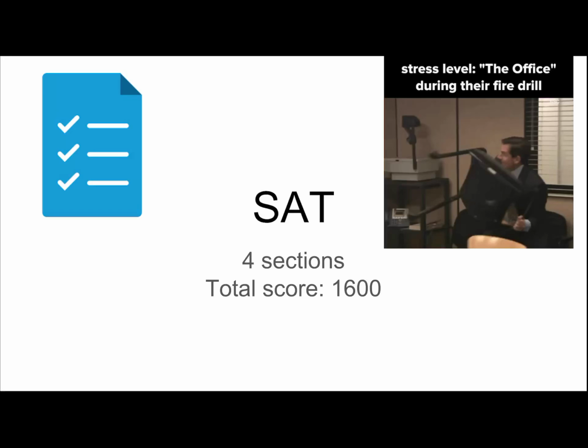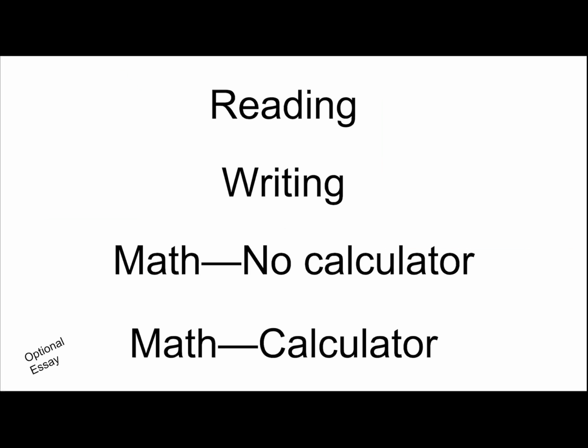So the SAT is 4 sections, and it is a total score of 1600. The score is composed of 2 scores, a score for English and a score for math. The English score is going to be 800. The math score is going to be 800. 800 plus 800 is 1600. So again, there's 2 score sections, but each section is composed of 2 different sections.